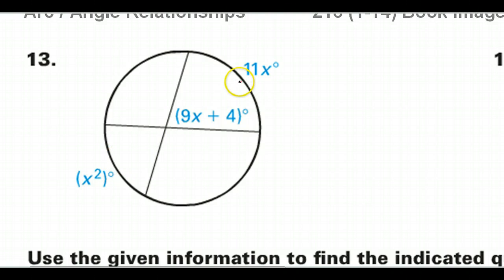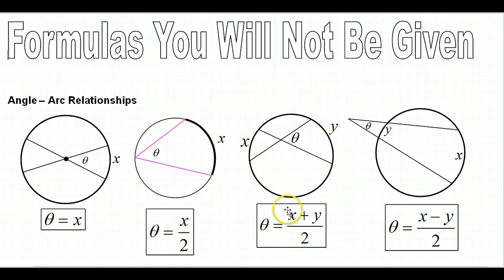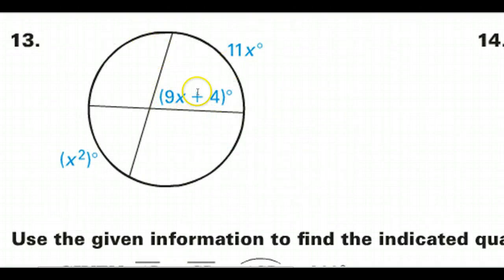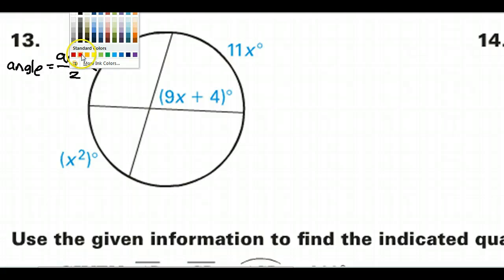Okay, number 13. Which one of these formulas am I going to use? Clearly we're going to do this third one because it's the same situation. So angle equals arc plus arc divided by 2. Whoa, no. So maybe I should just write this in words just briefly. So I'm doing this, angle equals arc plus arc divided by 2. Use red now.